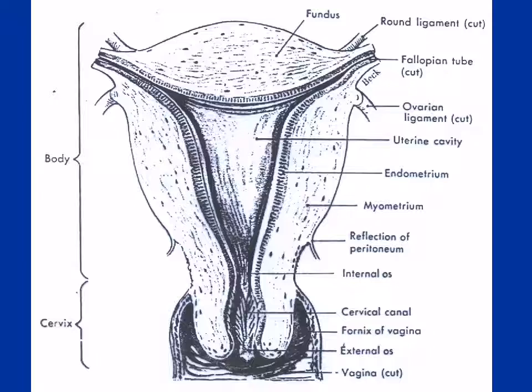Concerning here is the reflection of the peritoneum. You see here on the side of the uterus, and also we see the ovarian ligament. This is a cut, and also the fallopian tube, and also the round ligament on the upper anterior surface of the fundus laterally. There are, of course, two round ligaments, right and left.